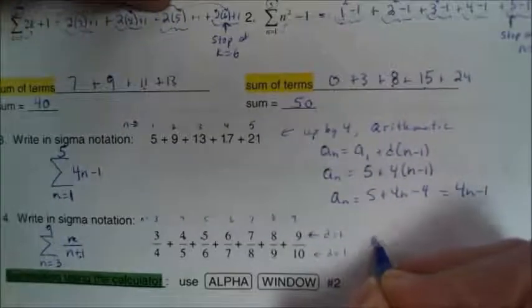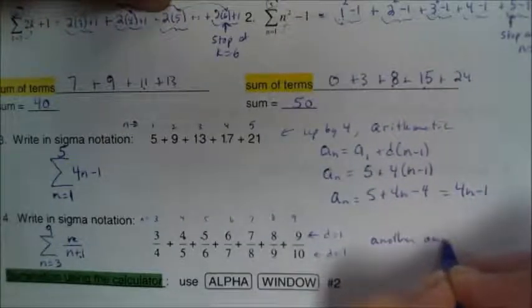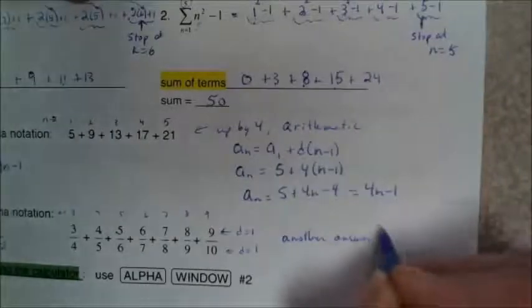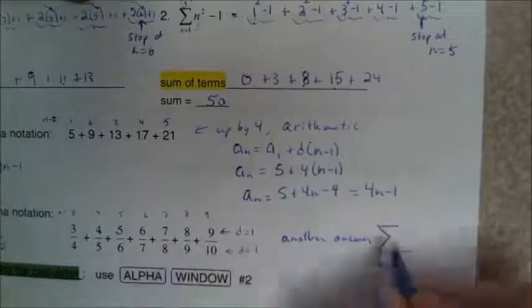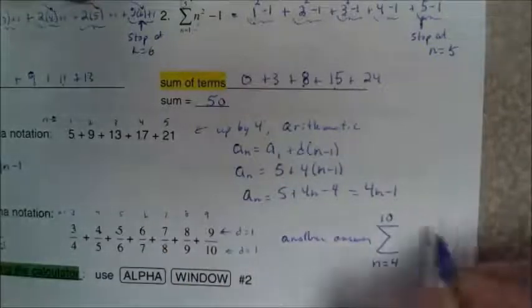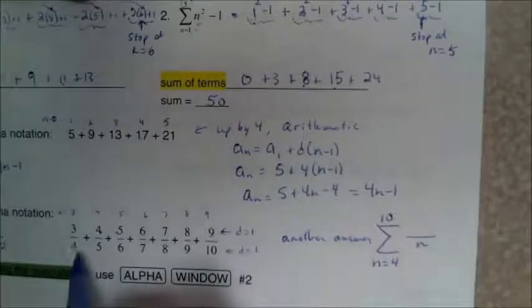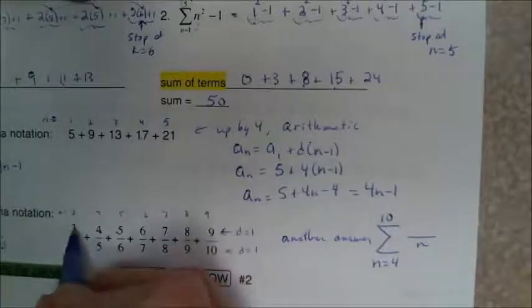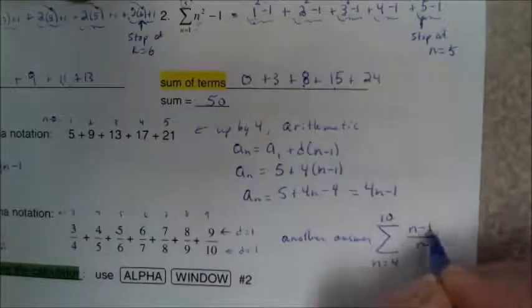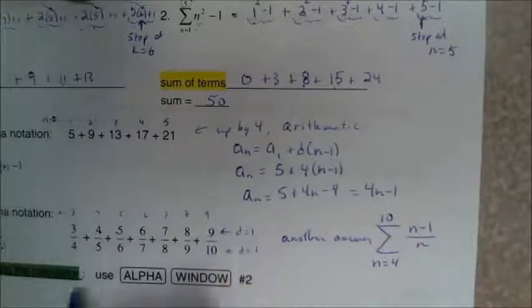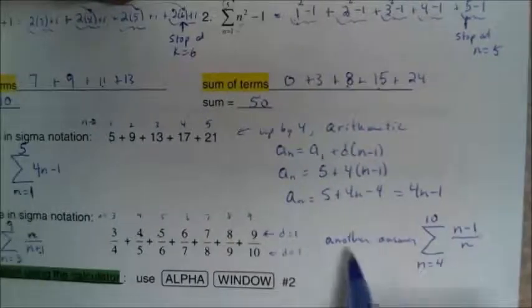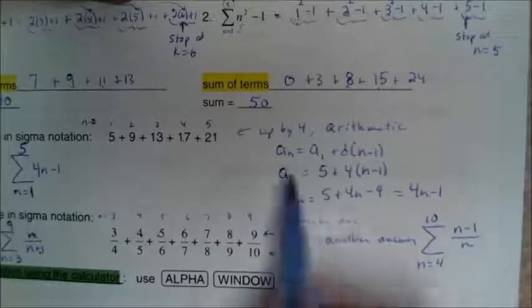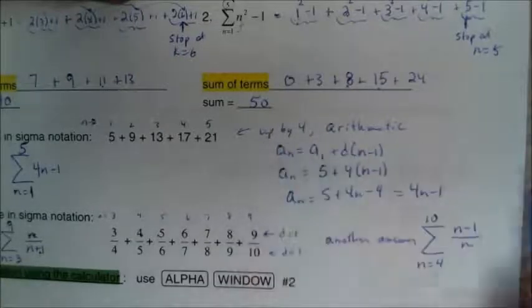Here's another thought. Another answer could be, maybe we want n to start at 4 and end at 10. That's okay also. And in the bottom we have an n because n goes from 4, 5, 6, 7, 8. And then how do we get back here? We have n minus 1 because you just subtract 1 and you'll get to the numerators. So there are an infinite number of correct answers to number 4. These are just 2 of the most common ones. Or if you wanted to set it up with an arithmetic series, you could do that, but it requires a little bit more work.